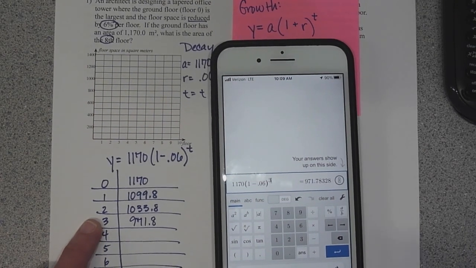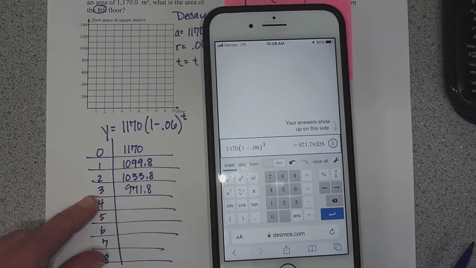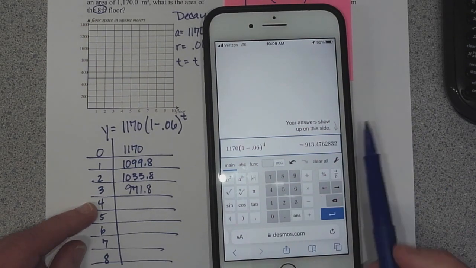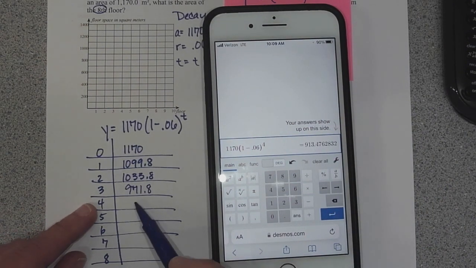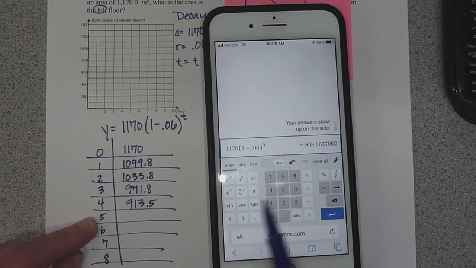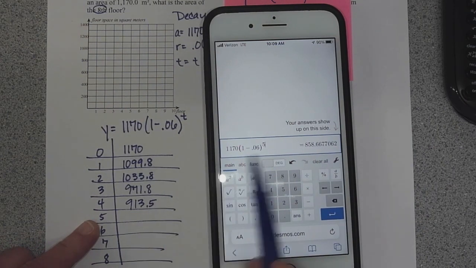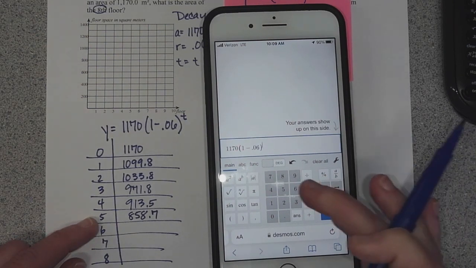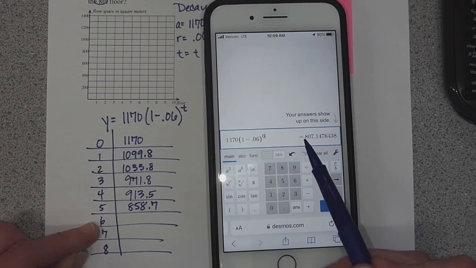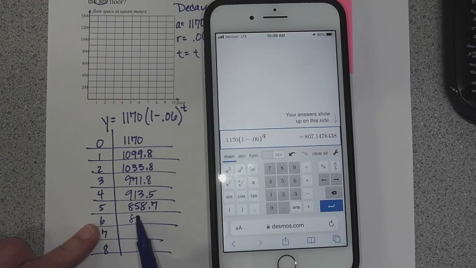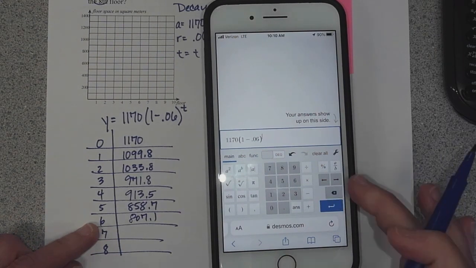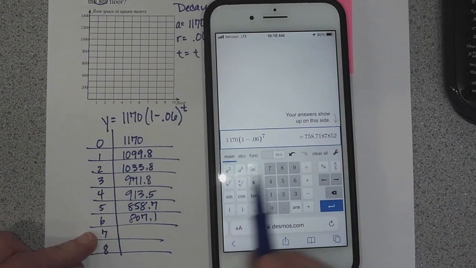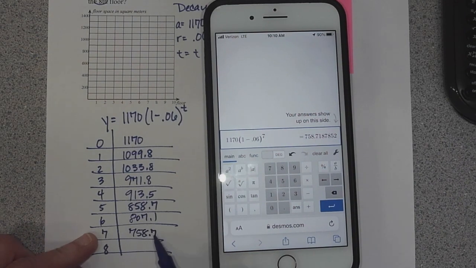Okay, I'm just going to stick with this calculator and finish out the table. Let's make that exponent into a 4. 913.5, it looks like. And let's make the exponent into a 5. 858.7. And bump it to a 6 for this line. You got 807.1. And now exponent of 7. 758.7, and then we just got one more.